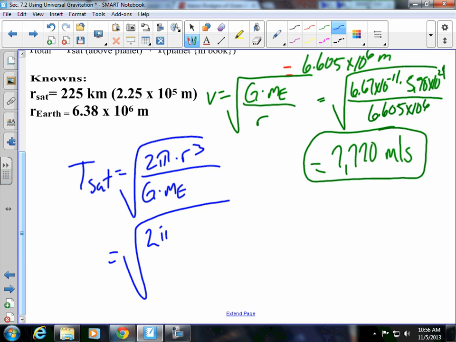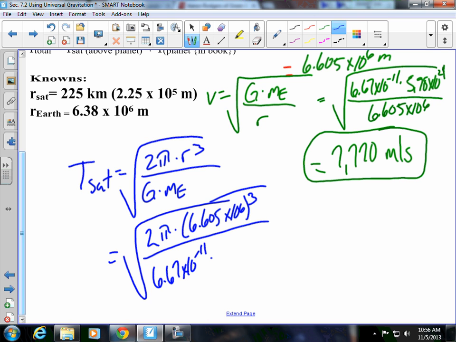2 pi times 6.605 times 10 to the 6th, cubed, over 6.67 times 10 to the negative 11, which is G, times 5.98 times 10 to the 24th. All right, we go ahead and plug that in. I did not do this one in advance, so give me a second to plug this into the calculator.